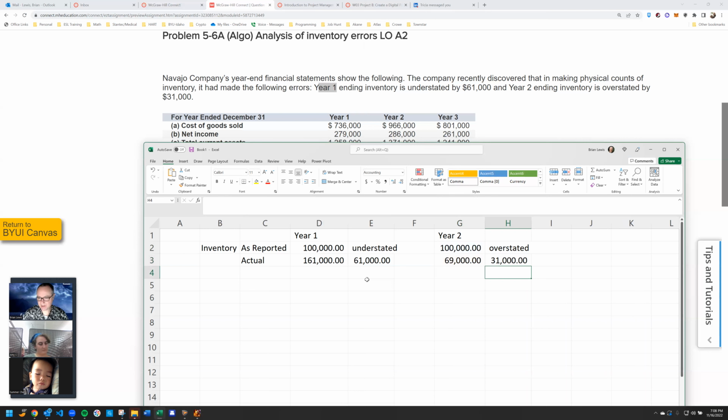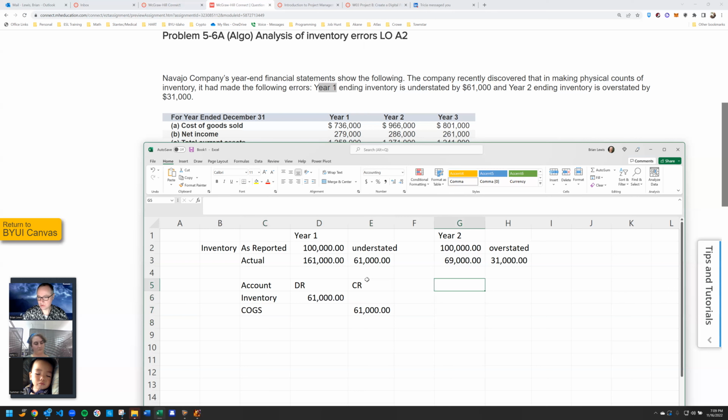So what this effectively means, if we were to do journal entries, is that if it's understated here, what would we be doing? Let's do this a little differently. Debit, credit, and let's just put account here. If we were to adjust this, we would be debiting inventory for 61,000 to adjust it, and then we would be charging that 61,000 to cost of goods sold, right?